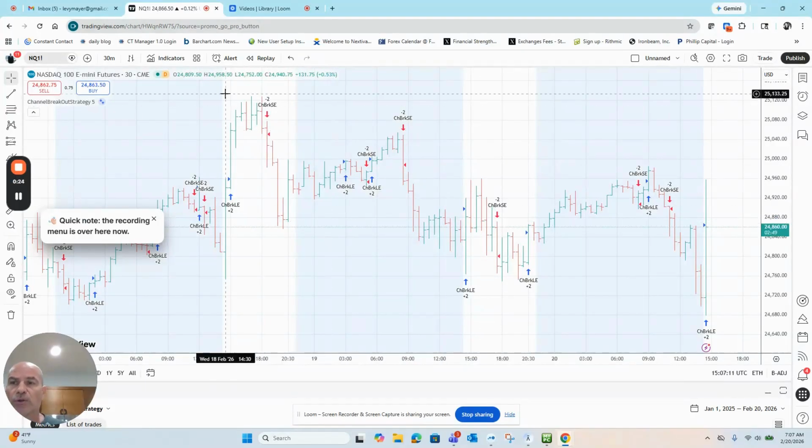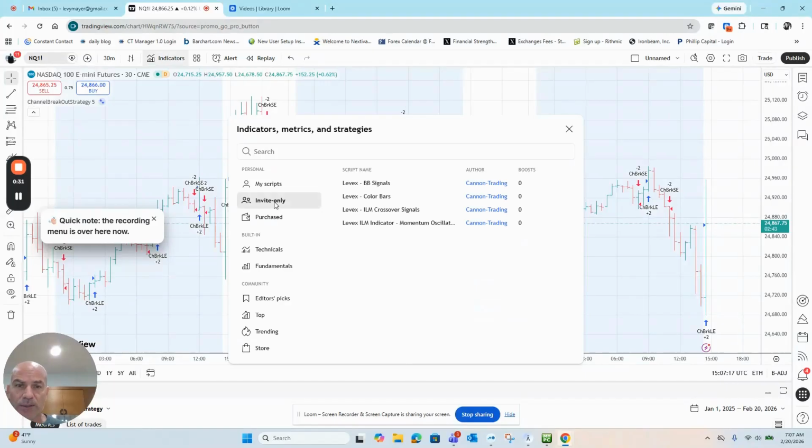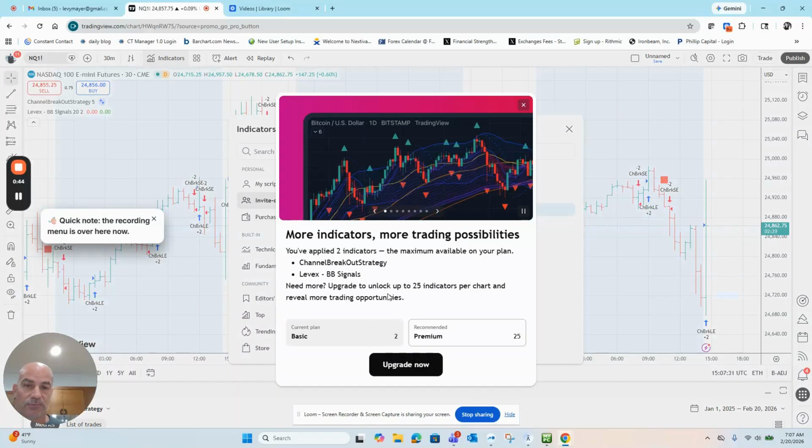So I'm going to go ahead, and I enabled myself for the indicators, and I'm going to go into indicators and click on invite only. And then I'm going to click on the first one, and as you'll see, some indicators appearing. I'm going to click on the second one, and I get this message that my basic plan only allows me for two, and I can go up to premium.